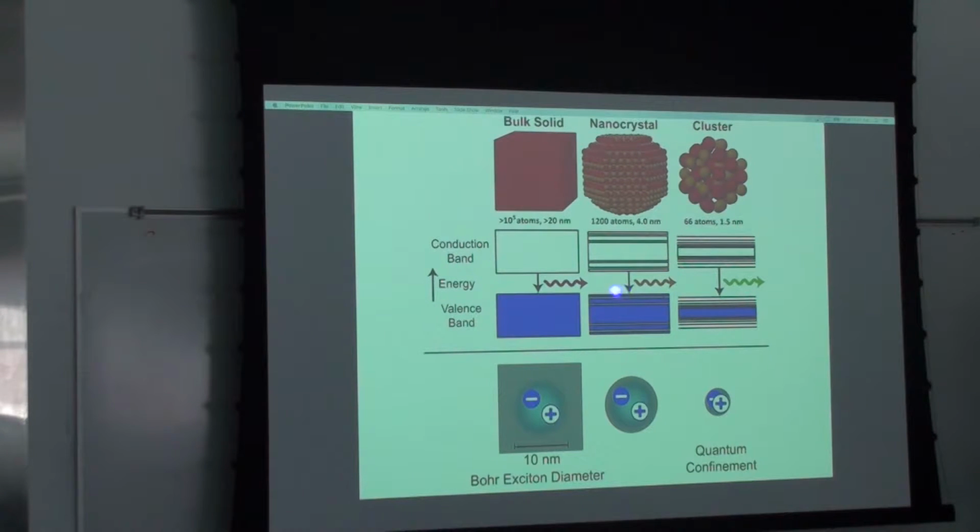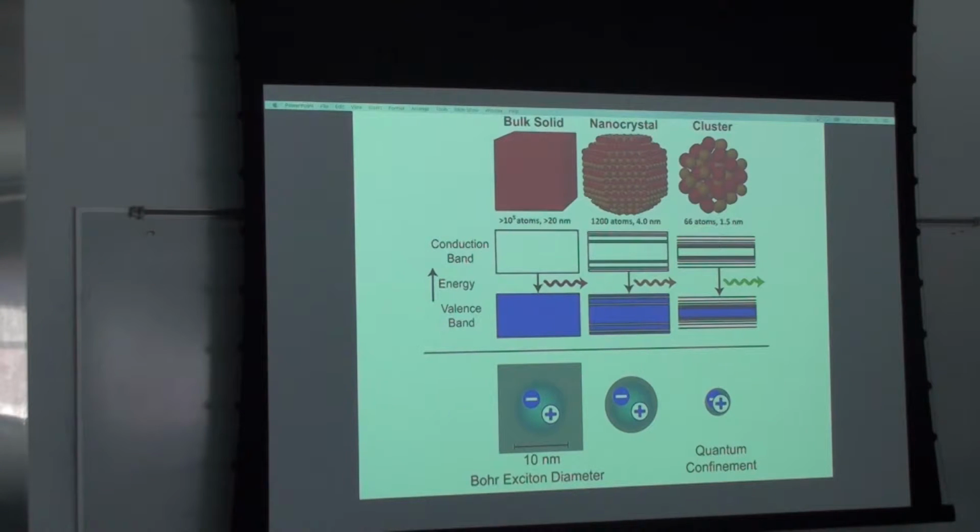And that makes the band gap tunable by the size. And as you can see, you go from basically a red color for bulk cadmium selenide to the range of green to blue colors by shrinking the size of the nanocrystal. So that's where quantum confinement comes in, and it's also how you tune the color.